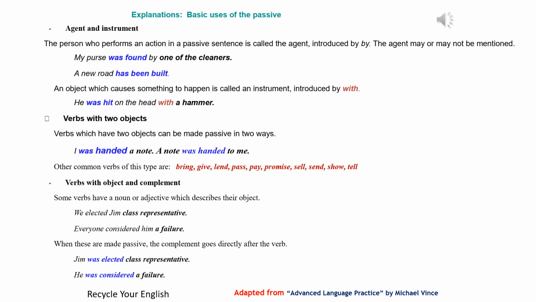Verbs with object and complement. Some verbs have a noun or adjective which describes their object. We elected Jim class representative. Everyone considered him a failure. When these are made passive, the complement goes directly after the verb. Jim was elected class representative. He was considered a failure.